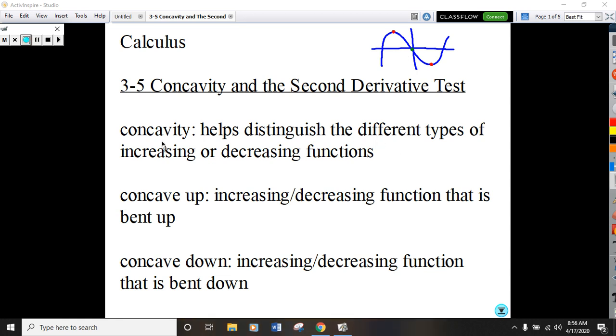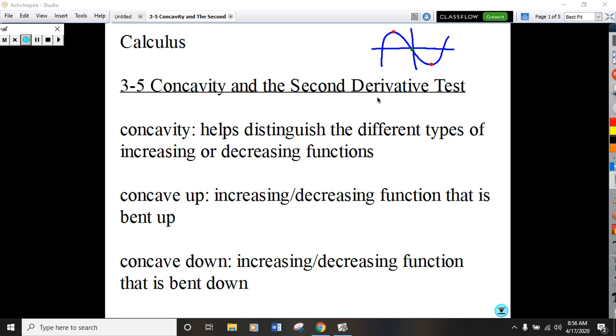What that thing is called is concavity, and it helps distinguish the different types of increasing or decreasing functions. We've done increasing and decreasing before, and that's really easy to tell from the graph because if it's going up, it's increasing, going down, decreasing, and so on. What it means for concavity is there's two types. Concave up, which means it's increasing, but it's bent upward. And then there's concave down, which is increasing or decreasing, but it's bent downward. And then concave up can also be decreasing. I forgot to say decreasing.